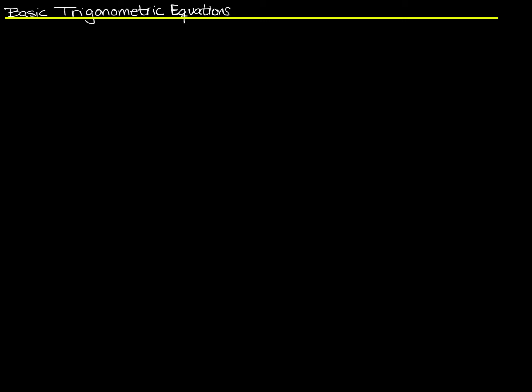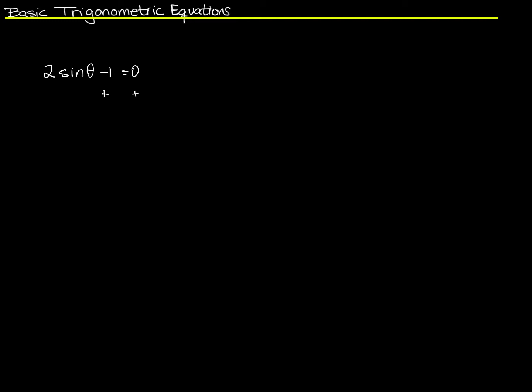This topic is called Basic Trigonometric Equations. And the good news is that we've actually already done some of these. There's an example at the beginning of the section in the textbook that says 2 times the sine of theta minus 1 equals 0. And actually, we already know how to solve an equation like this.